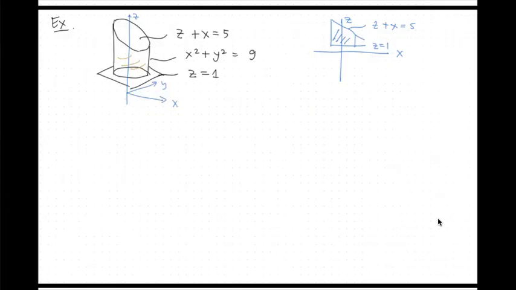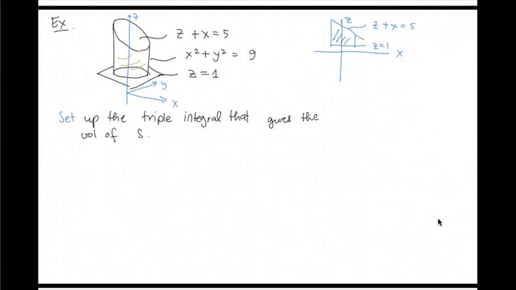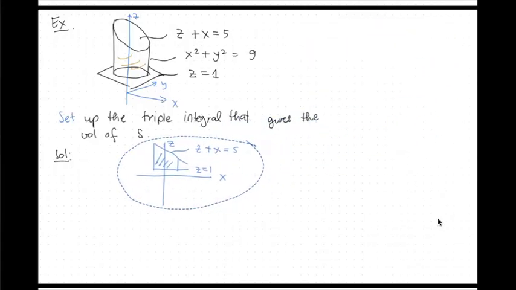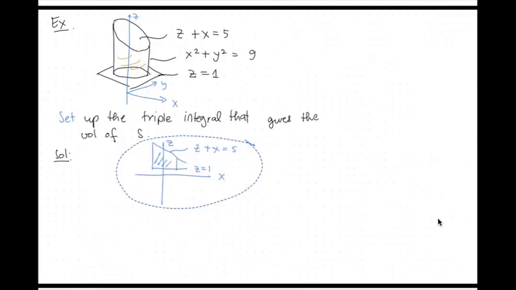So the goal is to set up the triple integral that gives the volume of S. Now for our triple integral, let me transfer this one here. Okay. Now this is the side, like somehow the XY trace. So somehow the side view.